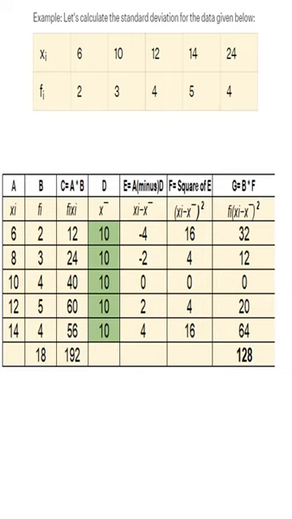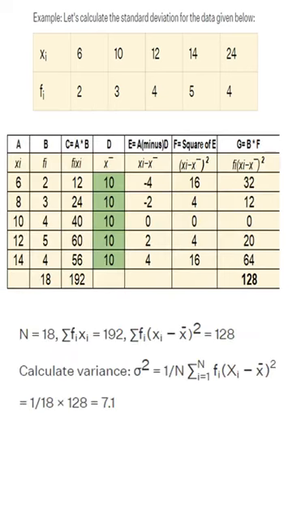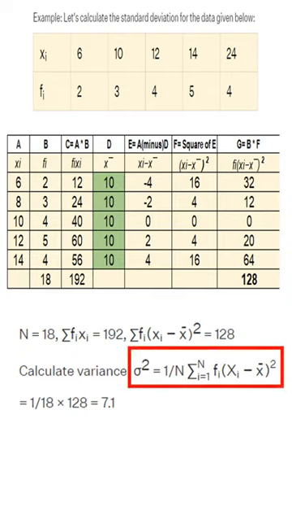The last column is derived by multiplying column F with the frequency, which is column B, and we get 32, 12, 0, 20 and 64. The sum of 32 plus 12 plus 0 plus 20 plus 64 will give 128. From what is given, we could calculate the variance. Sigma square is equal to 1 divided by capital N multiplied by the sum total of frequency multiplied by number of observations minus mean to the power of 2.